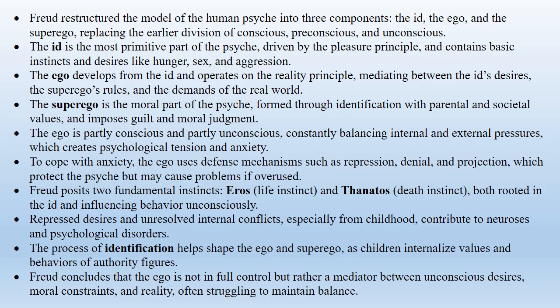He also explains how identification plays a role in building the ego and superego. Identification means that a person takes on characteristics of someone else, usually a parent or authority figure. The child internalizes the voice of the parent, which becomes the superego. In this way, the external control becomes inner control. But this process can also cause inner conflict if the person feels they can never live up to the moral standards they have learned.